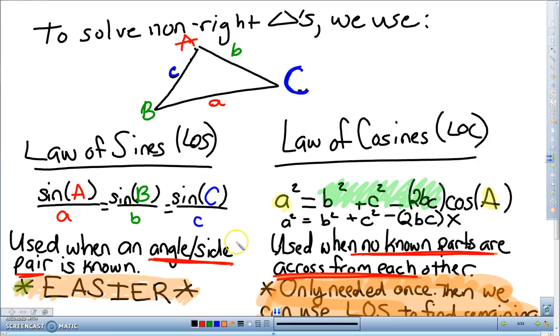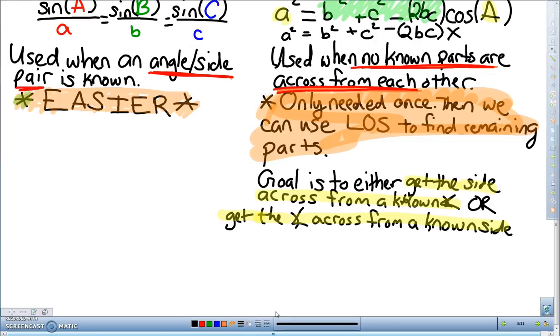In the case where we have to use cosines, that would be when we don't have any known parts that are across from each other. If I only have 3 parts known, that could be like an angle, side, angle, or maybe a side angle side. That would be when we don't have any known parts that are across from each other. So that's kind of a worst case scenario.